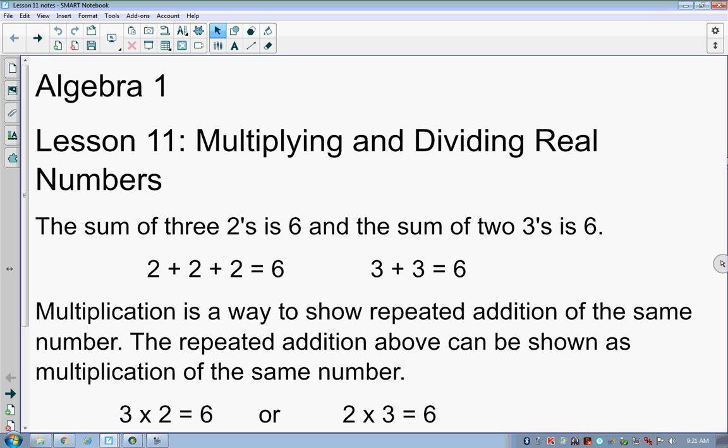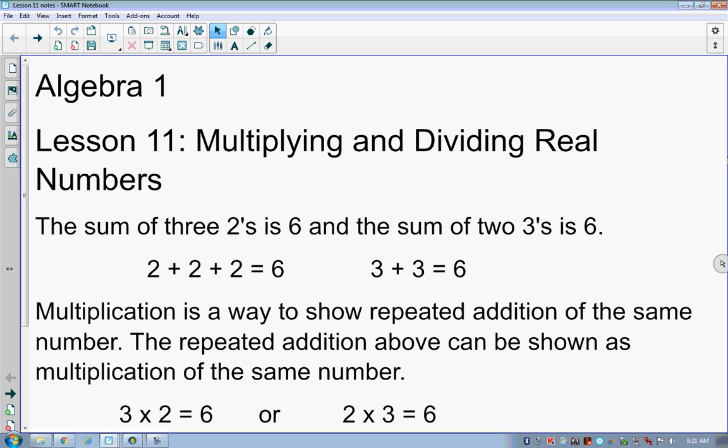Right? And the sum of 2 3's is 6. 3 plus 3 is 6. So that's two different ways of looking at the multiplication of 2 times 3, right? Either 2 plus 2 plus 2 or 3 plus 3. Either way, I'm getting 6, okay? So that's how we show repeated addition, but it's quicker, right?